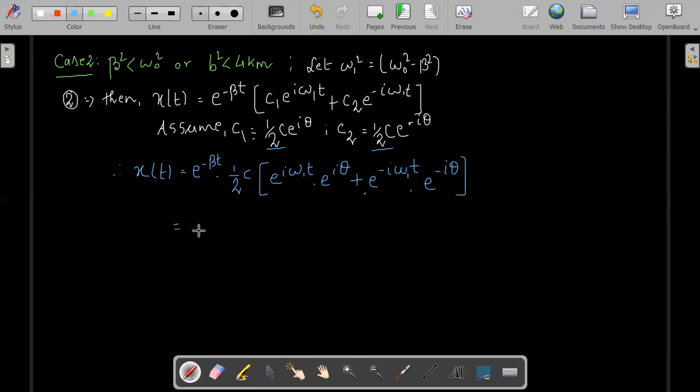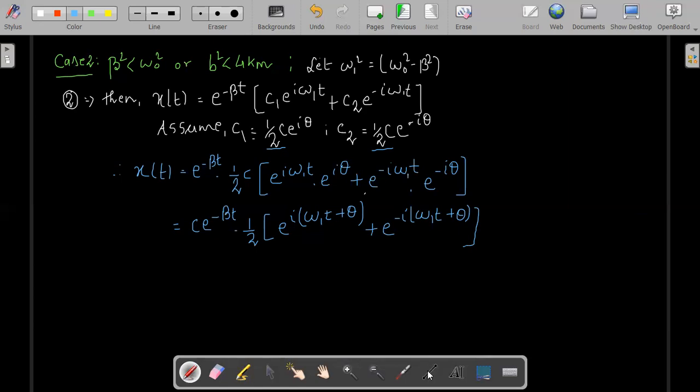So certain arrangements we have done here, and we can see, we can simplify this. Let me write it down as c e to the power minus beta t into half. Put the bracket. We have got the bases are same, powers can be added. So I can write it down as e to the power i, let's take it common, this would be omega 1 t plus theta. Simple maths here. And then we can write it down as e to the power minus i, and then again omega 1 t plus theta.